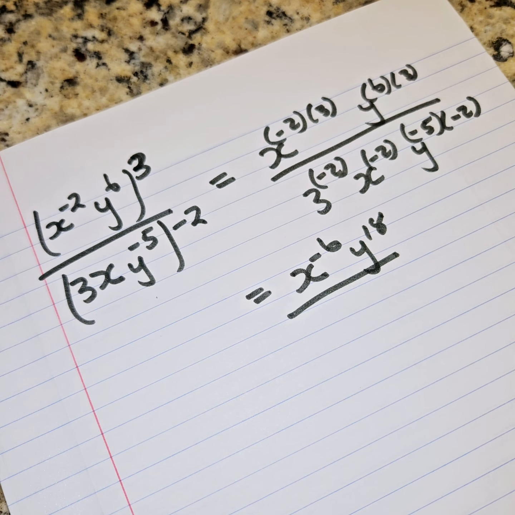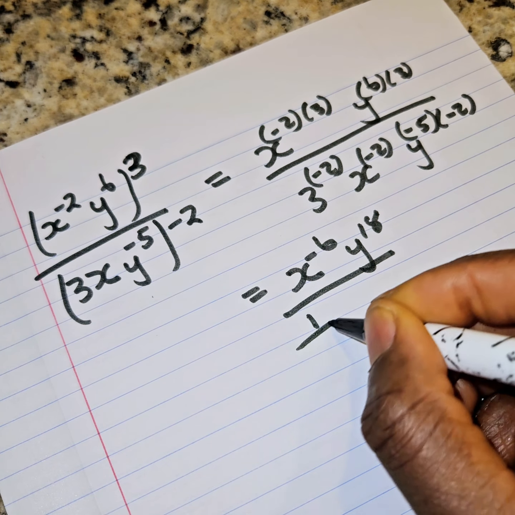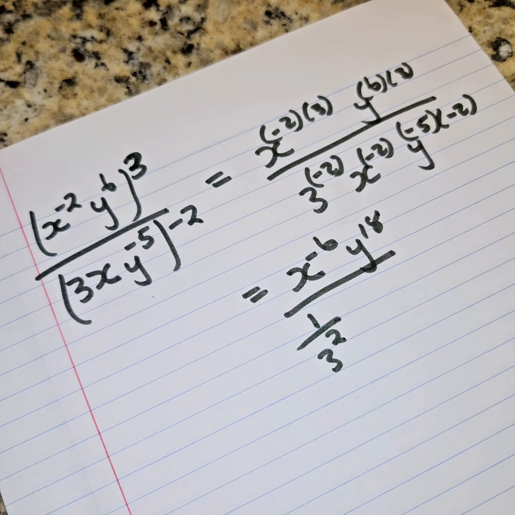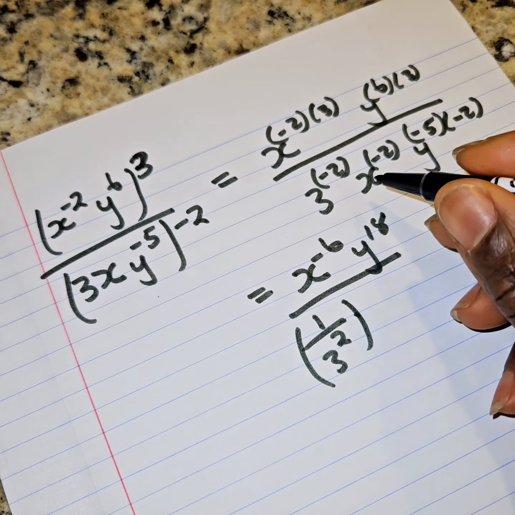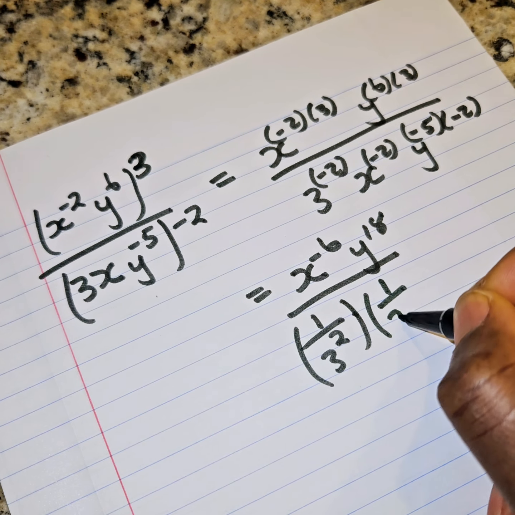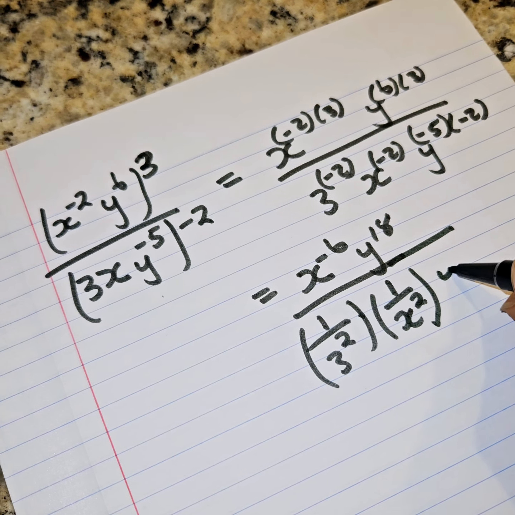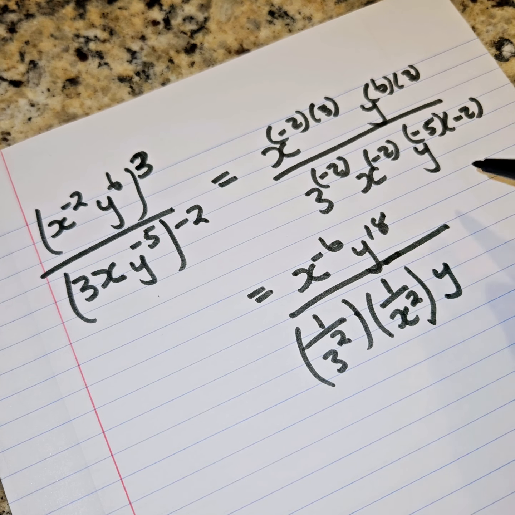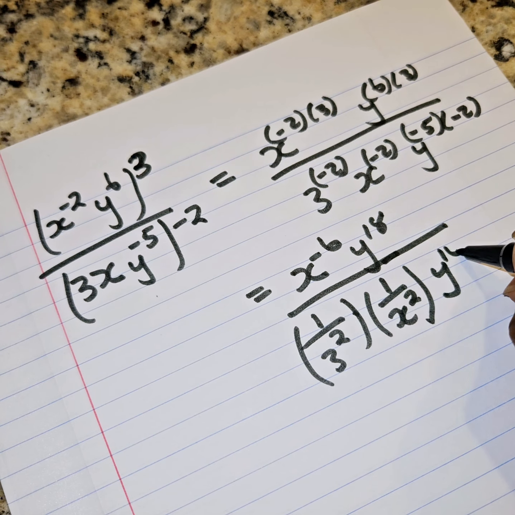Remember we said that anything raised to a negative power is the same as 1 over that thing to that power, times x to the negative 2, which is 1 over x squared, and y to the negative 5 times negative 2 is y to the 10.